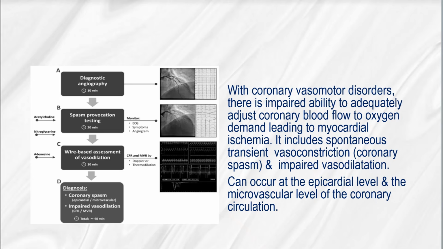With coronary vasomotor disorders, there is impaired ability to adequately adjust coronary blood flow to oxygen demand, leading to myocardial ischemia. This includes spontaneous spasm or impaired vasodilatation. It can occur at the epicardial level and the microvascular level of the coronary circulation.